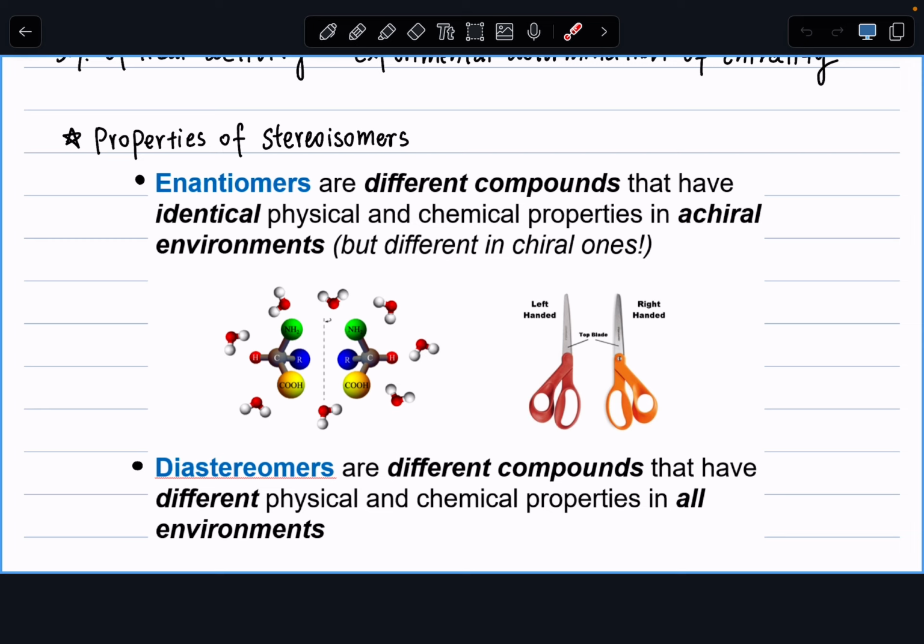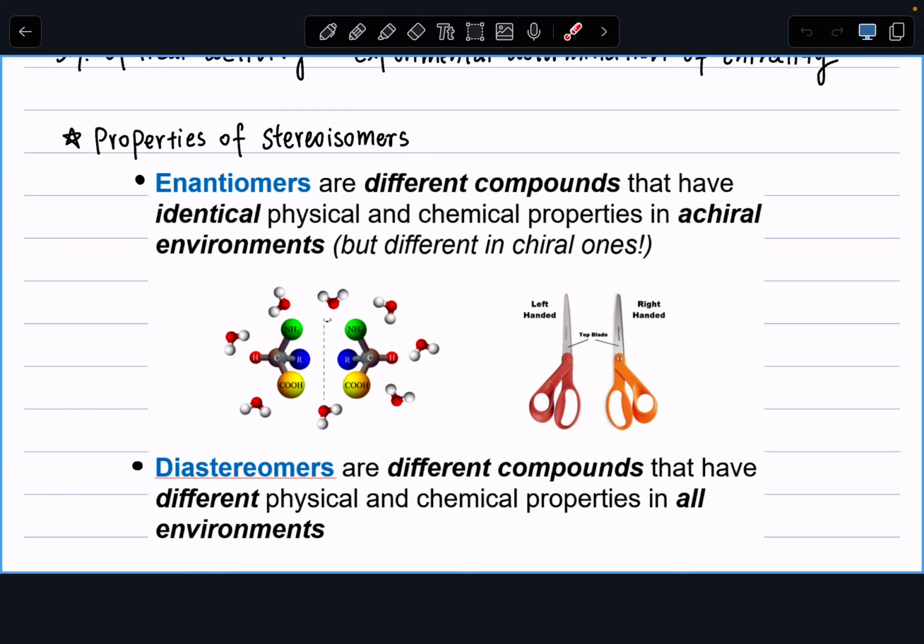Yes? How are they different compounds if they're the same thing as a mirror image? What do you mean? Because enantiomers, aren't they the mirror reflection? Yes. So how are they different compounds? Don't they have the same connectivity? Well, first of all, same connectivity doesn't mean they're the same compound. Stereoisomers are different compounds. If we think about the biological world, we have lots of drugs that are chiral.